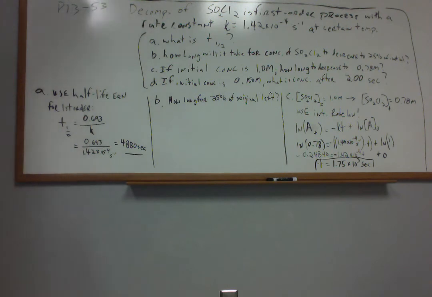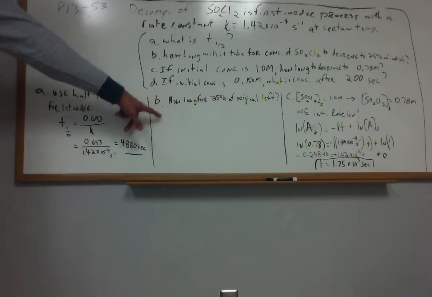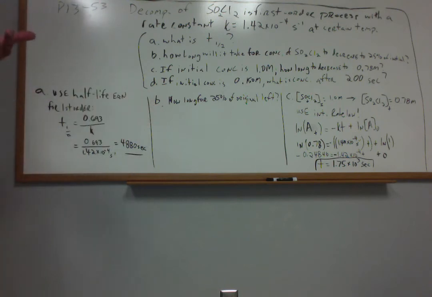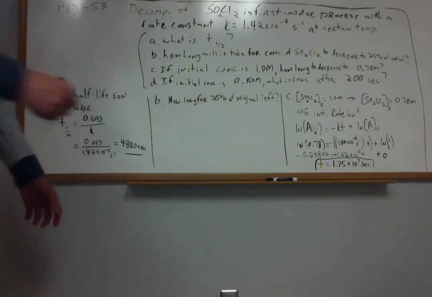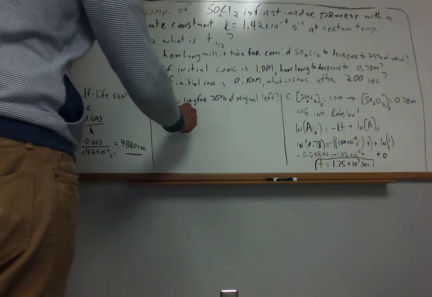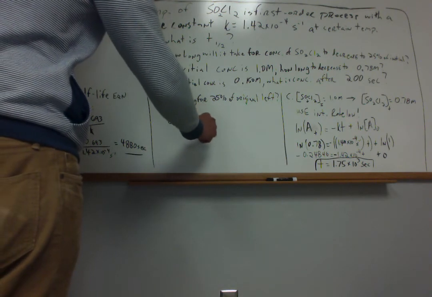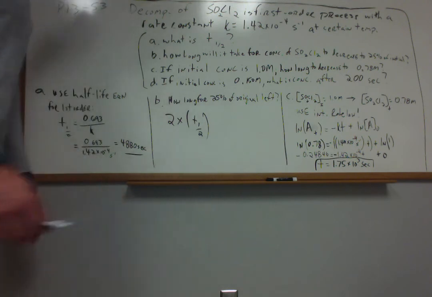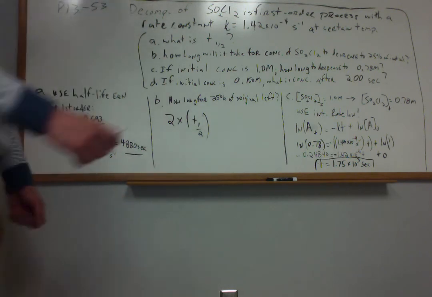Well, when I read this, I more or less immediately recognized that to have 25% of the original material left is essentially equal to 2 half-lives, right? Because the definition of a half-life is how long it's going to take for half of the stuff to decay away. So this is 1 half-life, and after that, you're left with 50% of the original. If you wait 2 half-lives, you're left with 25%, okay? So basically, this is a pretty easy problem as well. All you need to do is multiply the half-life times 2.